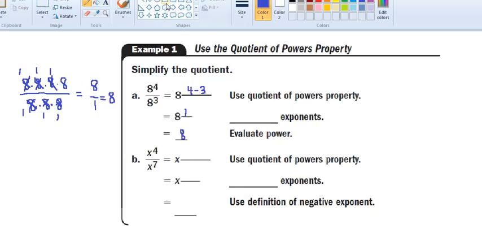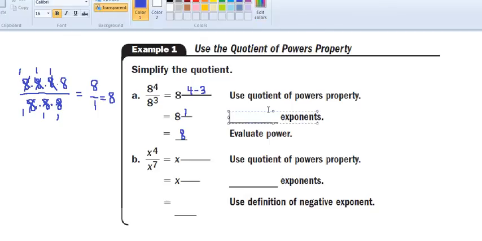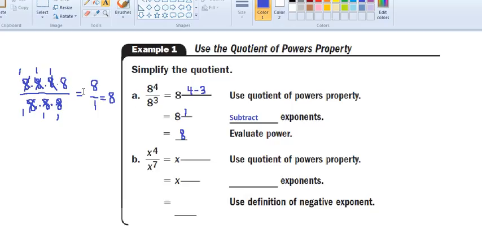Now what we did here is we subtracted exponents. Now, a lot of people, once they get the hang of this, find that this way right here is a lot easier. Okay, we're going to show the same thing with the x's, and the reason we're doing this one, letter B, is because we've got more x's on the bottom.